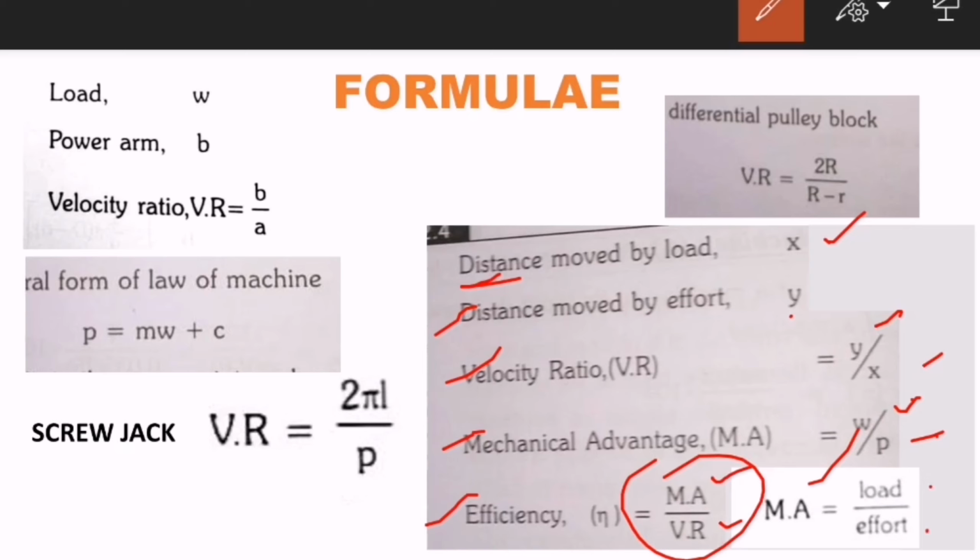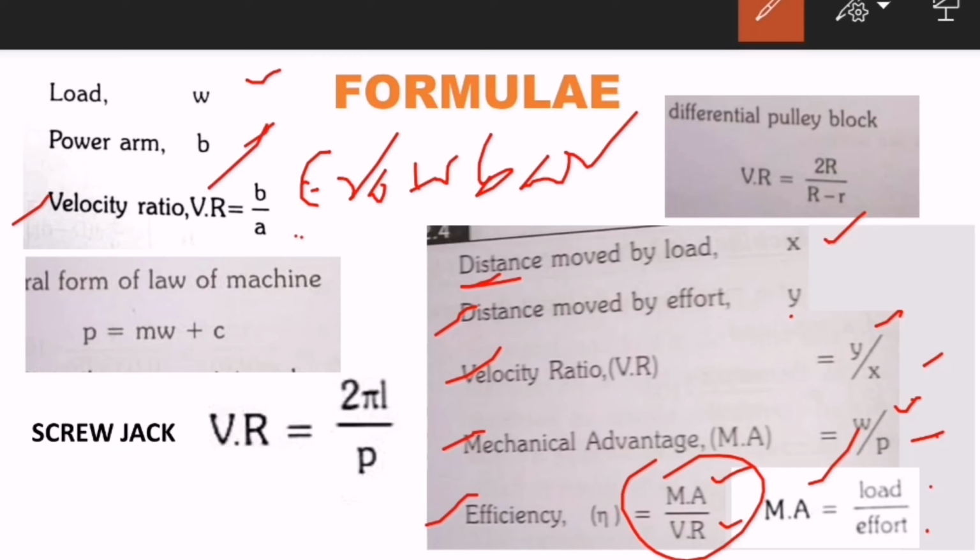Mechanical advantage is nothing but load by effort. Let's see, W equals load, B equals power arm. So velocity ratio is B by A. It is in case of crowbar. Law of machine, there is a formula P equals MW plus C. This is very important. Screw jack velocity ratio is 2 pi L by P. Differential pulley block is 2R by R minus r, 2D by D minus d. So these are some of the formulae which are going to help to solve the problems in simple machines.